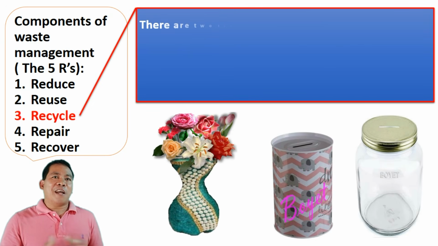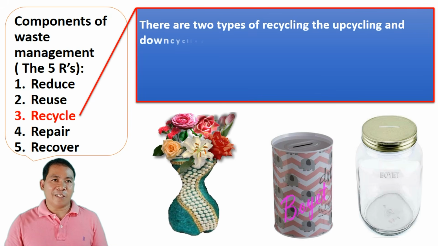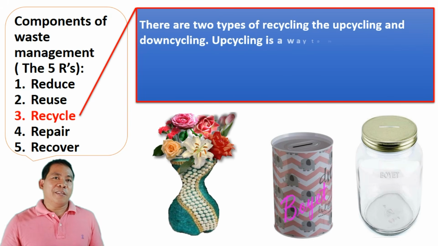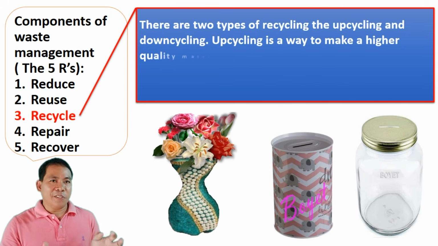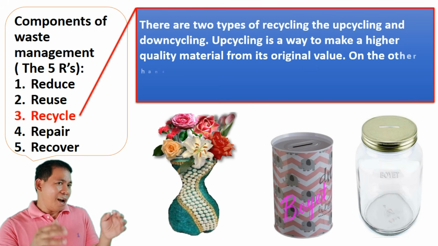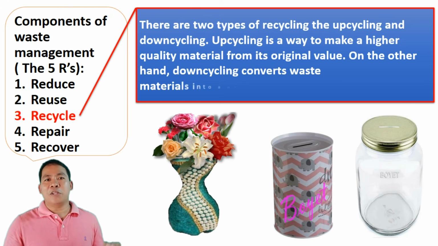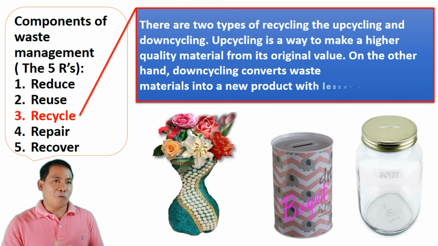There are 2 types of recycling, upcycling and downcycling. Upcycling is a way to make higher quality materials from the original value. On the other hand, downcycling converts waste materials into new products of lesser quality.